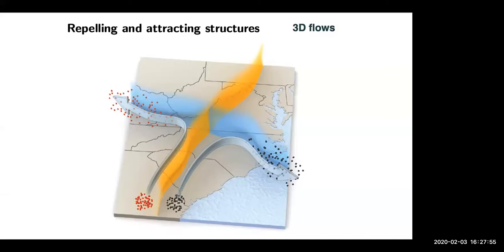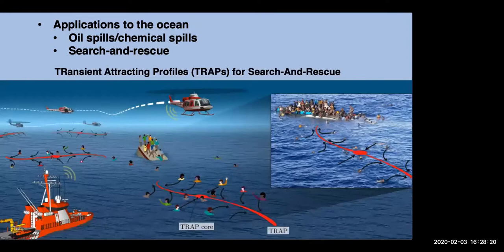All right. There are applications to motion in the ocean, like oil spills, chemical spills, and also people. You have people in the water, either treading water or in life vests, in a search and rescue situation. Maybe these ideas could be helpful. So this was a hypothesis we had. We called these things transient attracting profiles that might be helpful for search and rescue.